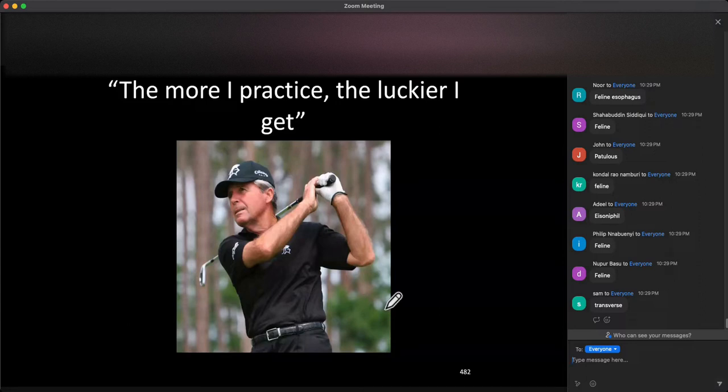So always practice. Gary Player, at a tournament, chipped out of the bunker, landed 2 inches from the pin, and somebody said that was lucky, and he turned around to the spectator and said, the more I practice, the luckier I get. And never a truer word said.